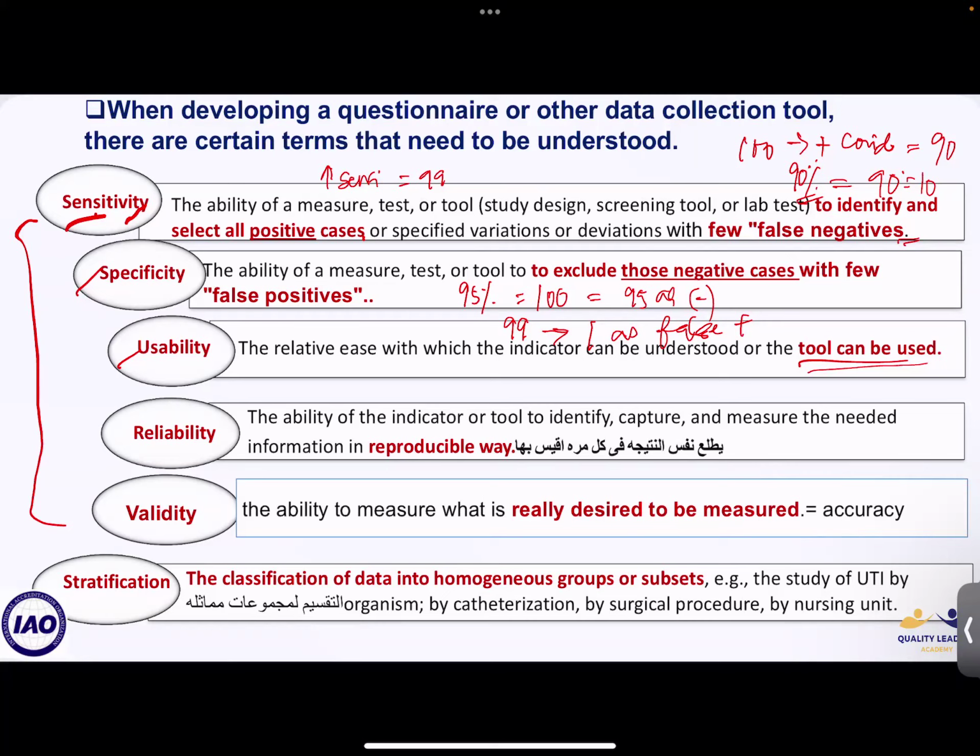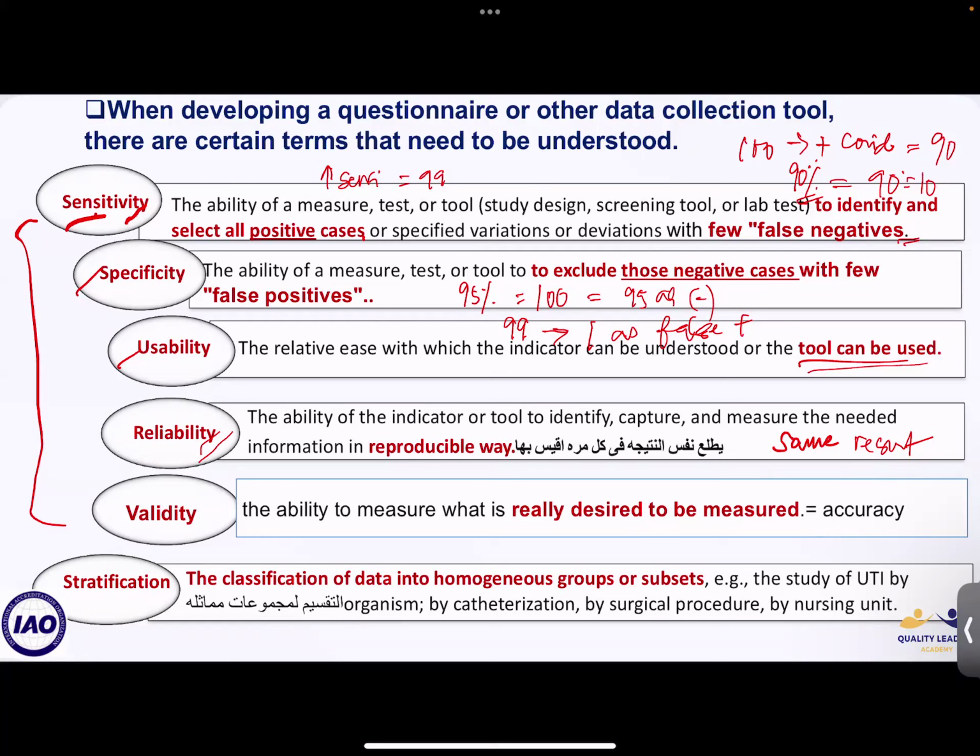Reliability means that every time you use the same tool to collect the same data, it gives you the same result. For instance, if I measure a value as 50 in the first instance, 49.5 the second time, 50 again the third time, and 50.5 the fourth time, this indicates reliability, because the results are close and consistent.